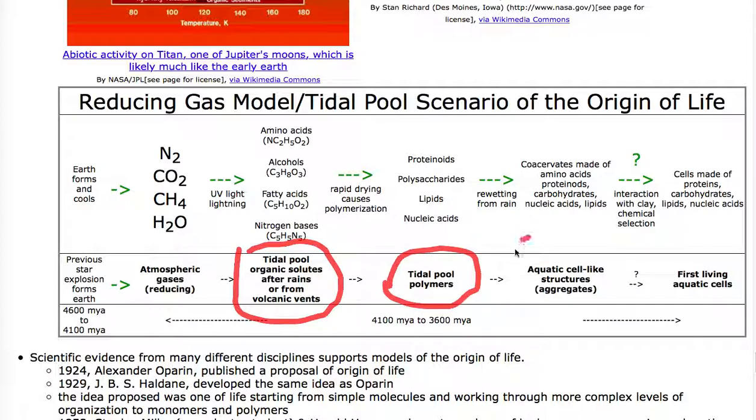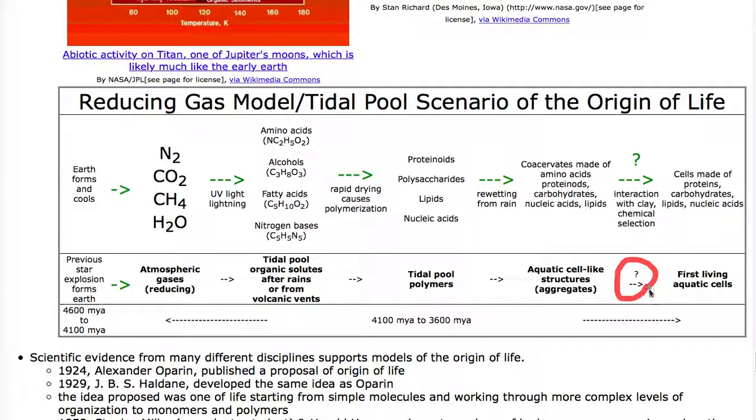That would have led to cell-like structures called aggregates, and that would have evolved into the first cells. This is the part, though, this is the part no one's been able to duplicate. All of the other steps have been duplicated. No one knows how this step happened, though. So between 4,600 and 4,100 million years ago, something happened and led to the first cells. We have evidence of the first cells then.